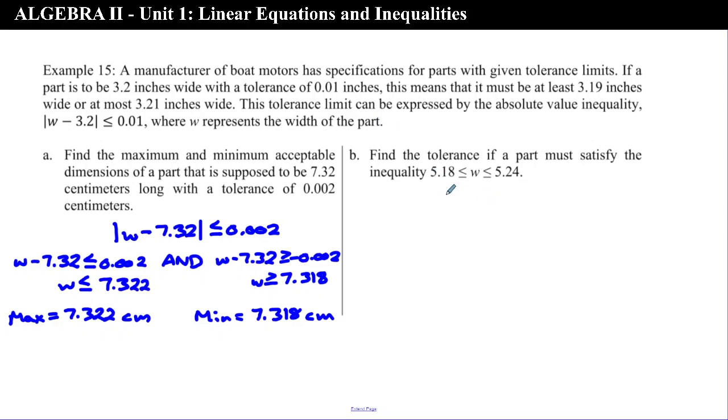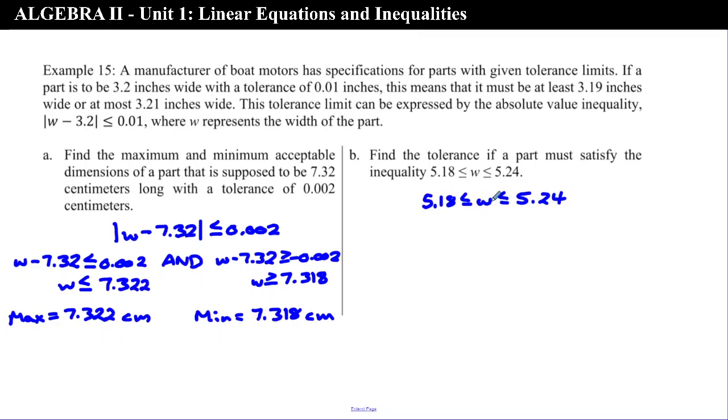Now on the other side, we want to find a tolerance if a part must satisfy this inequality, okay? So we have the min and the max already as part of this compound inequality. We want to go the other way and find out what the equation would be. And if we can find out what the equation will be, then we can find out what the tolerance would be, because that's on the right-hand side of this inequality, okay? So all we have to do is start off with this compound inequality that they give us. Once we have that, let's figure out a value that we can subtract so that we have something that is the same value away from the number line on either side.